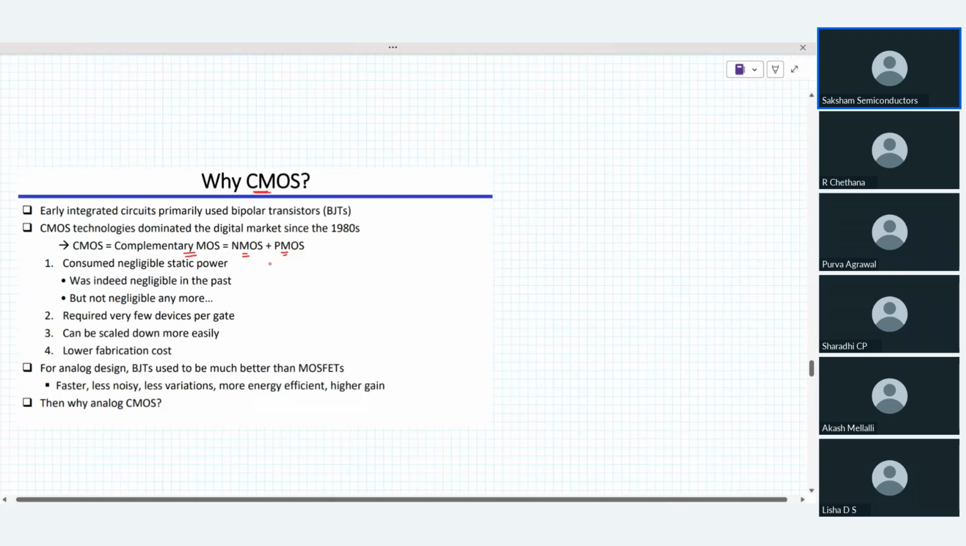And we have always come across the point of why CMOS technology is better than the earlier BJTs, which are your bipolar junction transistors. And I think everyone knows that they require very few devices and can be scaled down easily. Fabrication cost is less, and they are faster, and they are more effective than the BJTs. So that's the reason why BJT was overthrown by your MOSFETs, and then MOSFETs became very prevalent.